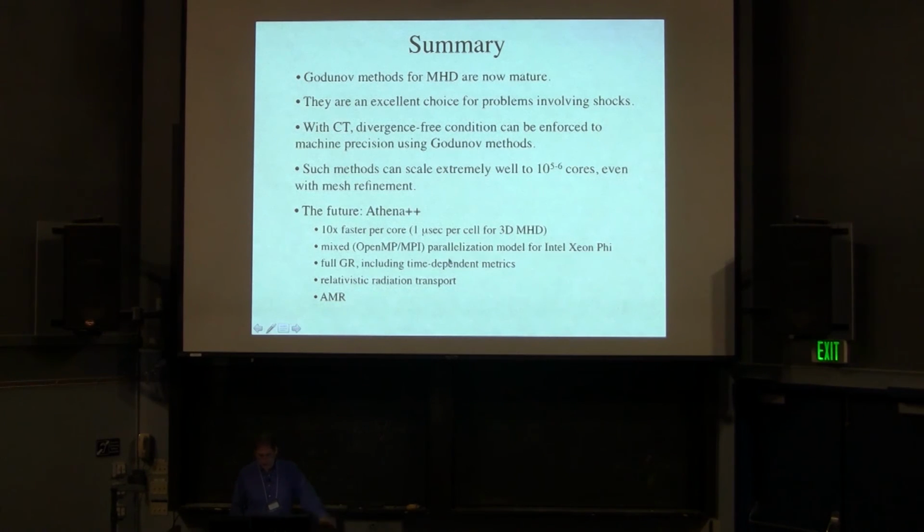And this is Athena as it stands now. Right now, there's a new version of Athena coming out, Athena++, written in C++. It's 10 times faster per core by taking very careful note of vectorization on the current generation of cores. You can get much faster performance than the current C code. It has a mixed parallelization to be able to use the Intel Xeon Phi. And in the next couple of years, it's going to involve full GR and relativistic time-dependent radiation transport, as well as AMR. So that's going to be the future of Athena.